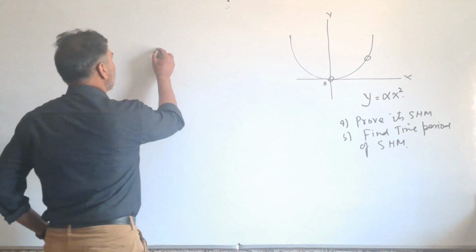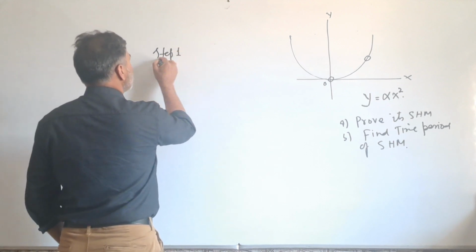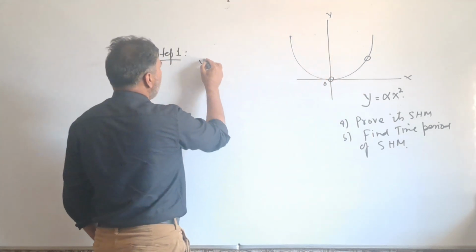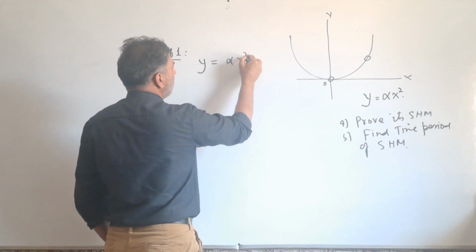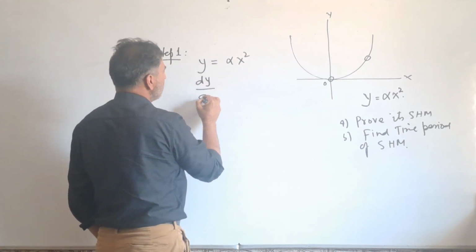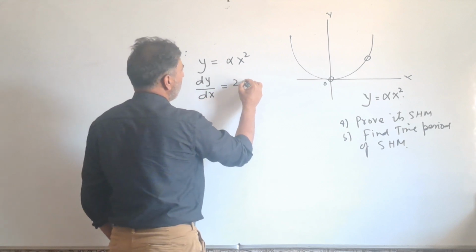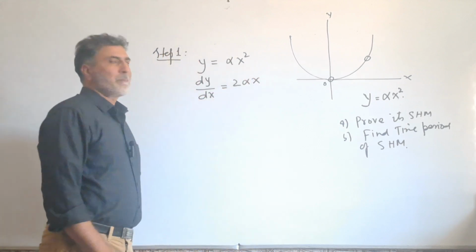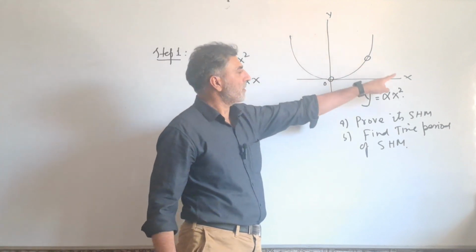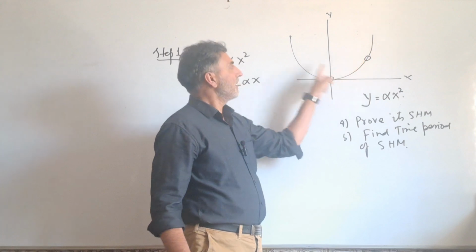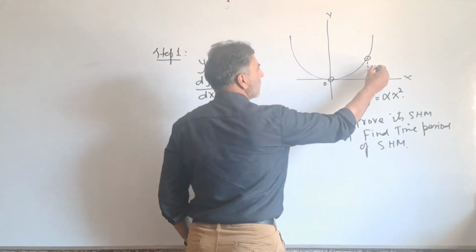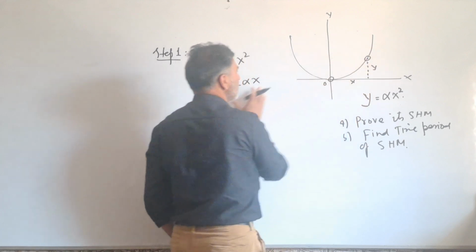Let me go through the steps. Step first. I have an equation of this parabolic wire, y is equal to alpha x square. If I differentiate y with respect to x, what do I get? dy by dx is equal to 2 alpha x. This is the differentiation of y with respect to x, which is the slope of this parabola. At what position is this the slope? At any position, at this position, it is the slope.